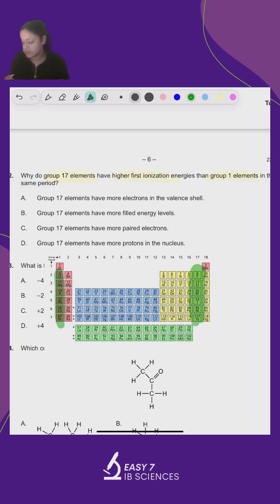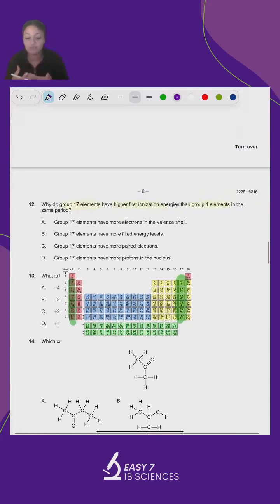Well, the answer is the group 17 elements are so close to having a full outer shell. They're so close to having it. Whereas group 1 is actually so close to having the full outer shell if it removes an electron. Okay? So group 17 elements, they are missing only one electron to be full. That's what that is referring to.